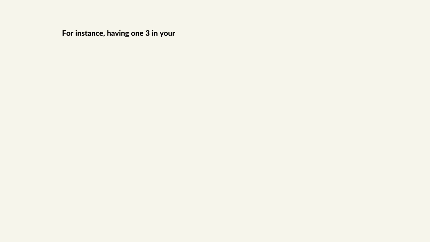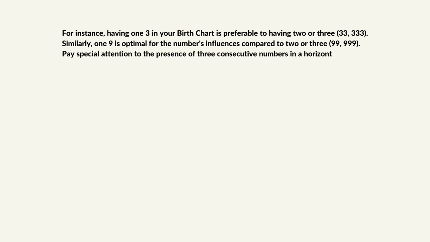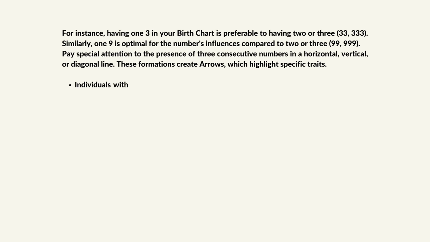For instance, having a single 3 in your birth chart is preferable to having 33 or 333. Similarly, a single 9 is optimal for the number's influences, compared to 99 or 999. Pay special attention to the presence of 3 consecutive numbers in a horizontal, vertical, or diagonal line. These formations create arrows, which highlight specific traits.